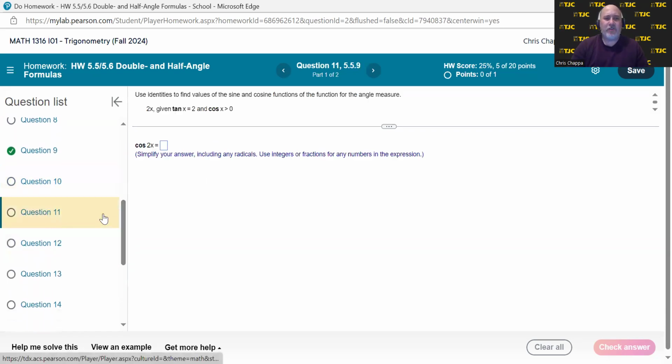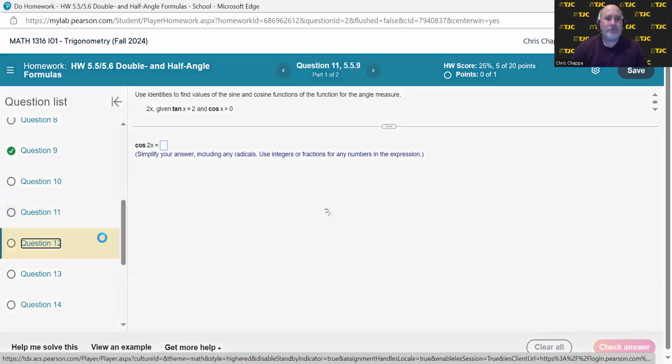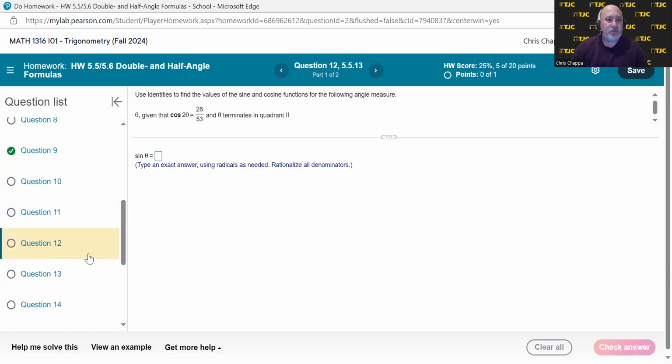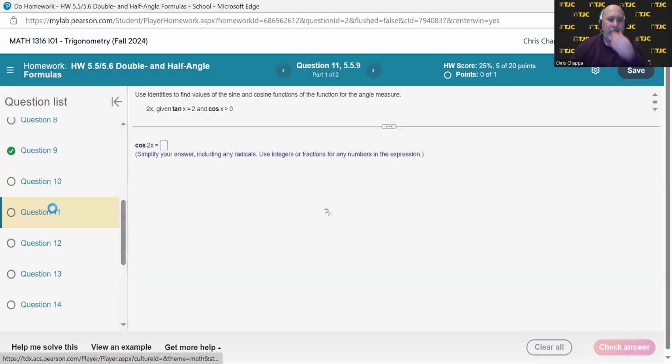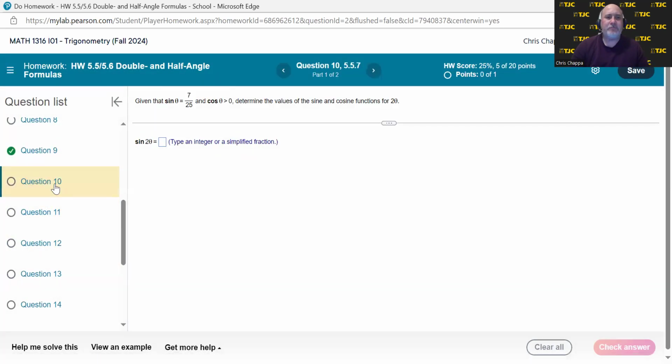Number 10. Here's some trig functions, find some more. Let's see. Here's some more. Okay. And there's some more. So the good news is we don't have to demonstrate a lot of these. Well, there's 3 of them in a row, so let's take a look at number 10. Actually, I want to take a look at number 11.